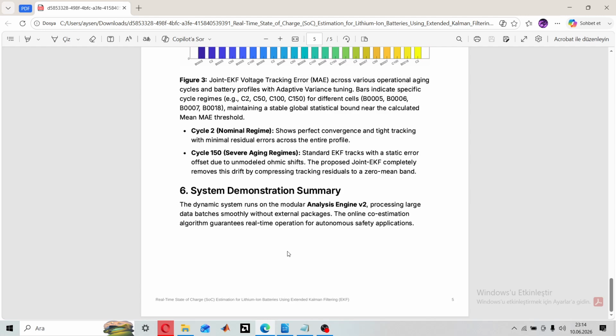In summary, the entire dynamic system runs smoothly on the modular Analysis Engine V2. It processes large data batches efficiently without requiring any external tools or symbolic packages, making it perfectly optimized for immediate deployment in autonomous safety and electric vehicle applications. Our online co-estimation algorithm guarantees real-time resilient operation even as the underlying hardware undergoes intensive degradation.